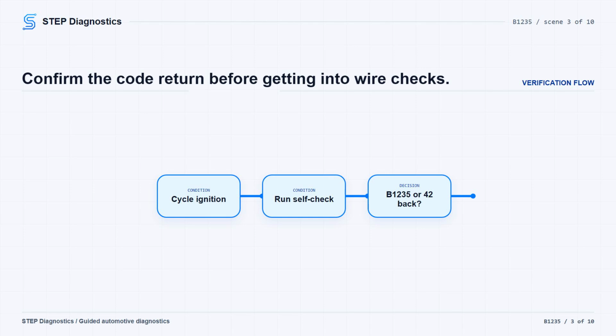Clear the DTCs with the HDS. Then cycle the ignition to LOCK 0 and back to ON 2, or use the engine start/stop button to go to OFF mode and then ON mode. Run the self-diagnostic with the HDS or with the climate control unit, then check for codes again. If B1235 or 42 comes right back, continue into the circuit checks. If it does not come back, treat it as an intermittent failure and check for loose wires or poor connections in the driver's air mix control motor circuit.